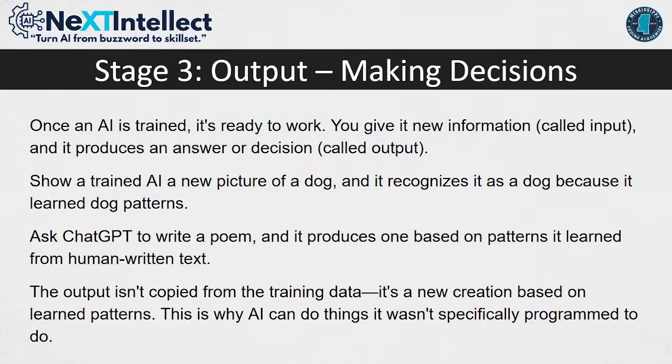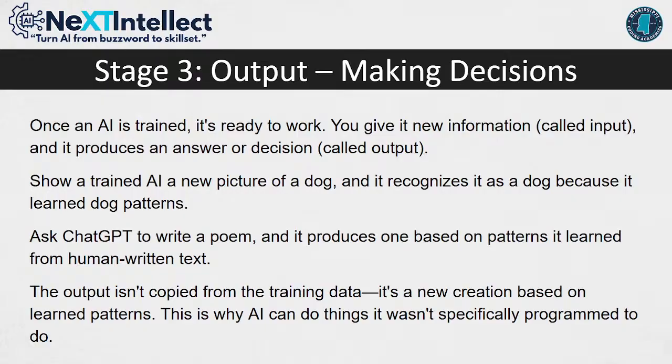Once an AI is trained, it's ready to work. You give it new information and it produces an answer or decision. So you show a trained AI a new picture of a dog and it recognizes it as a dog because it learned dog patterns. Ask ChatGPT to write a poem and it produces a poem based on patterns it learned from human written text.